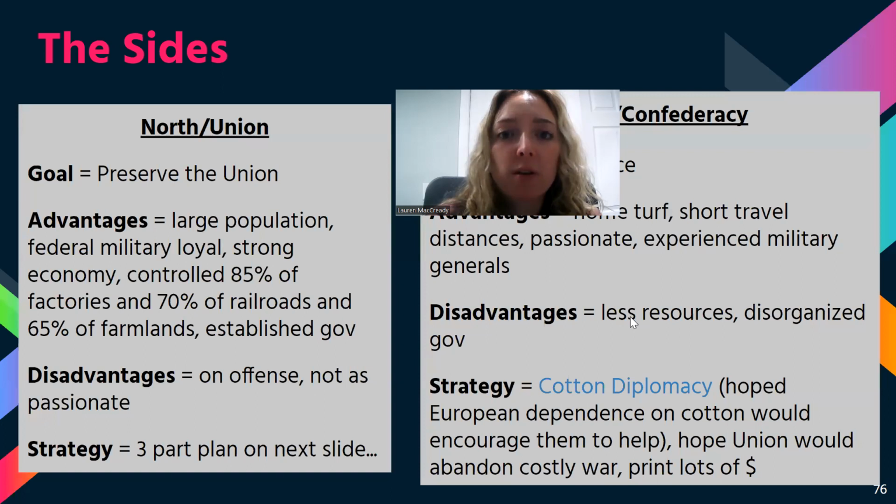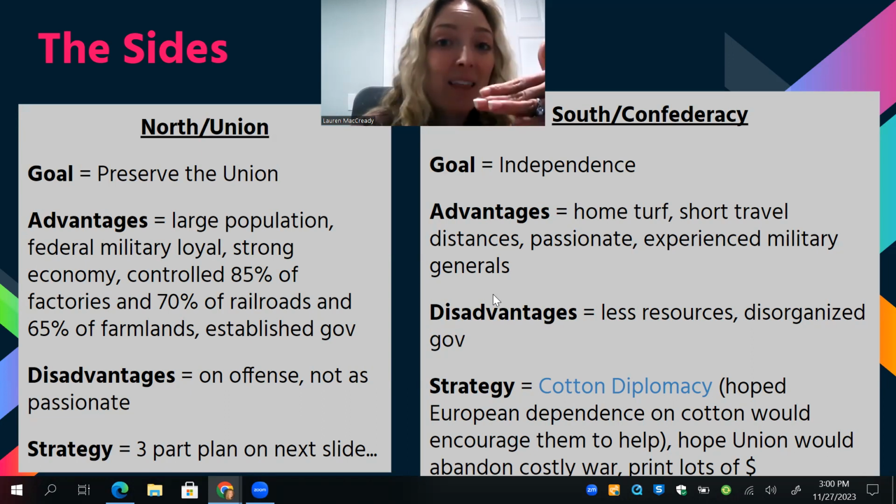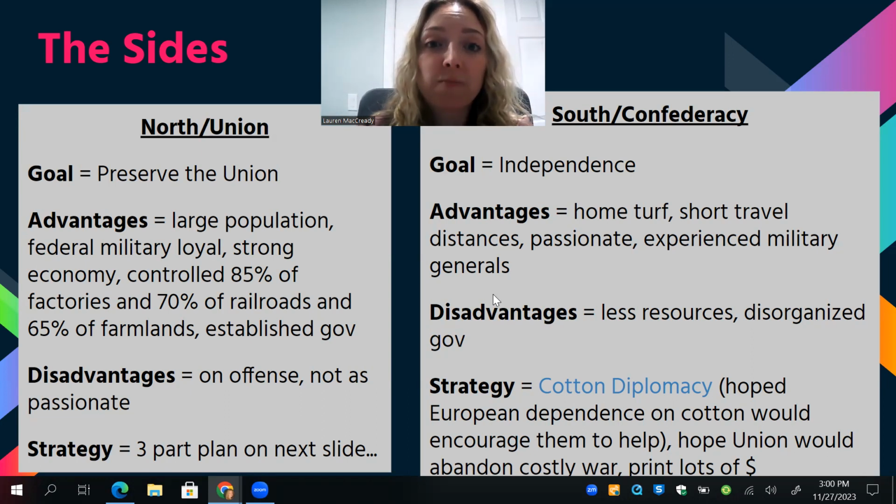So the North versus the South at this time. The goals are, I think, very obvious: preserve the Union versus independence. But I just want to stress how many advantages the North has over the South during this time. The North has more population, the established military, the stronger economy. They control 85% of the factories, 70% of the railroads, and 65% of the farmlands. They have the majority of the farmlands because they have the Northwest and those 4 slaveholding border states. They control everything.